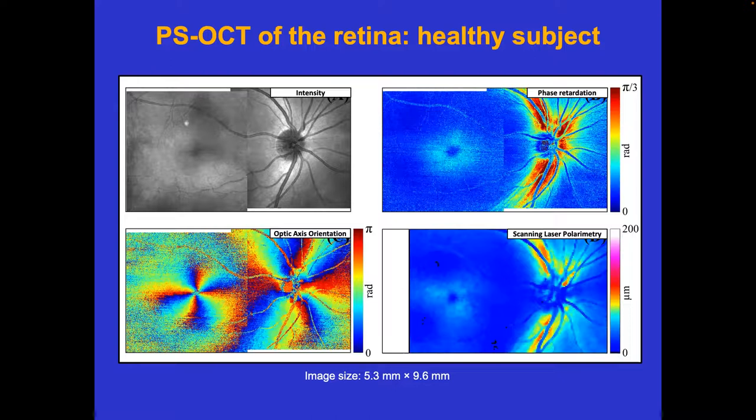This is our fast image, this is the fovea, this is the optic nerve. And what we've plotted here is the optic axis that we measure of the fibers. It's color-coded, so the color codes for direction. And if I look, basically what you see here is that there is a radial pattern of the fibers in this area. It runs like this, radially up. This is in the fovea.